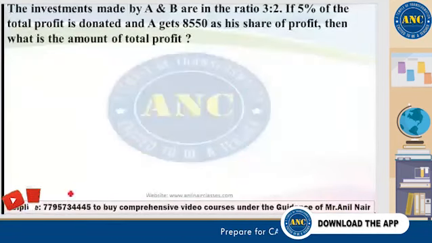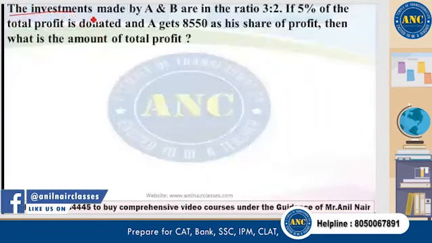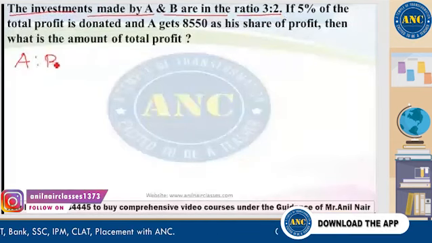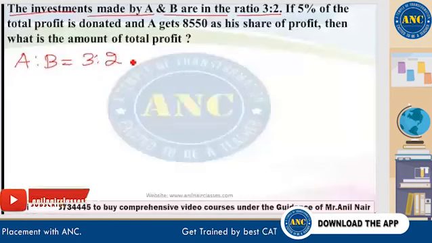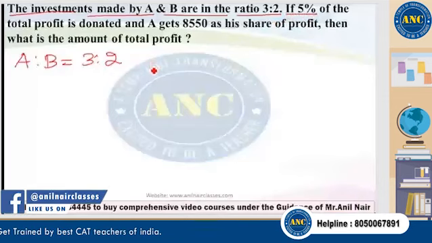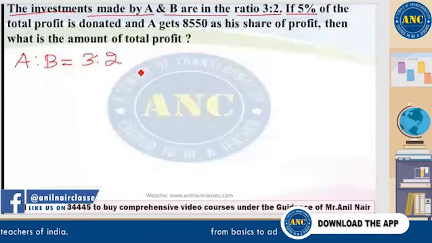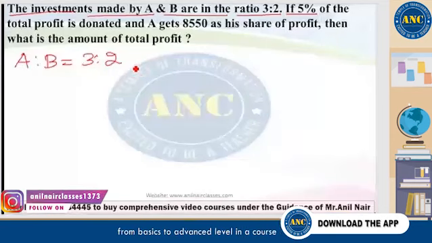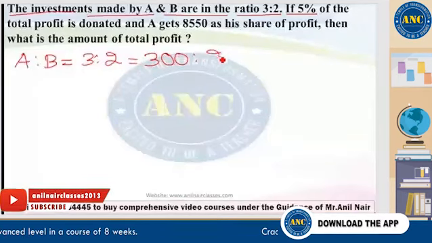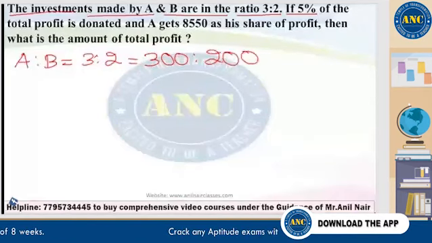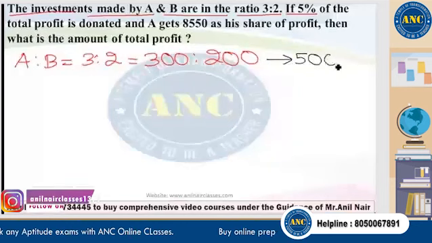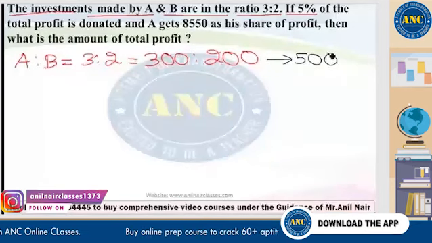Please see this question, sir. Your question is, the investments made by A and B are in the ratio 3:2. A and B investment ratio is given as 3:2. This is my first statement. Second statement: now the question is given in terms of percentage. Whenever the question is given in terms of percentage, I will be very smart in converting the numbers into multiples of 100. Instead of 3:2, I will write it as 300:200. That means I will assume that A is investing 300, B is investing 200. Total investment is 500.